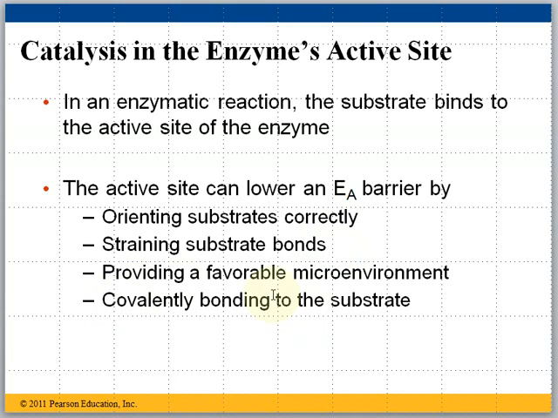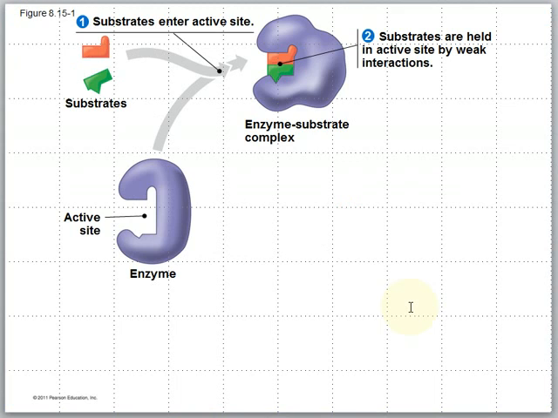The third is by providing a favorable microenvironment at that activation site within the enzyme. There may be a particular set of environmental factors like pH or something to that effect that makes it more likely that the process will continue. And then finally, sometimes there is actual covalent bonding to the substrate. So sometimes there's an actual chemical bonding that occurs temporarily between the enzyme and the substrate that will help speed the process along.